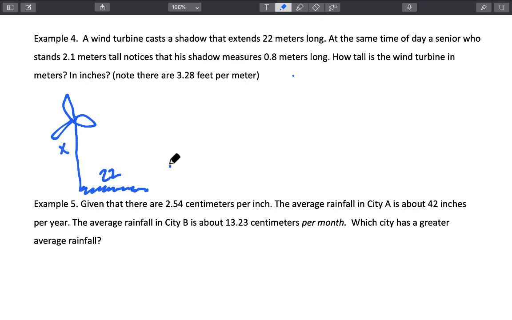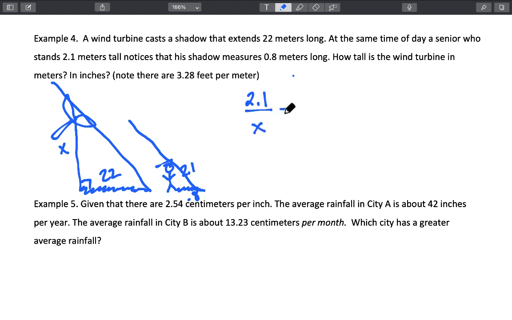And at the same time, we got a senior. Here's their senior, a little graduation cap. They're standing 2.1 meters tall and cast a shadow that's 0.8 meters long. All right, so we have a ray of sunshine that comes down and forms this right triangle with the wind turbine, and a parallel beam of light that comes down and forms that shadow with the senior. So these are 2 similar triangles, and we're simply going to set up a proportion. So we have the height of the senior over the height of the wind turbine, and we're going to set that equal to the length of the shadow over the length of the wind turbine shadow.